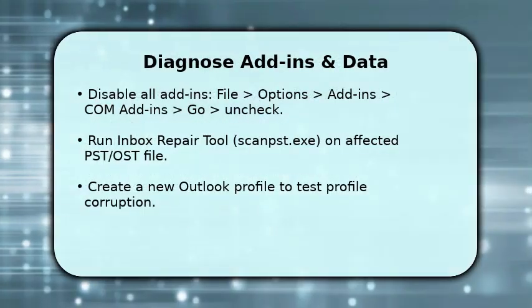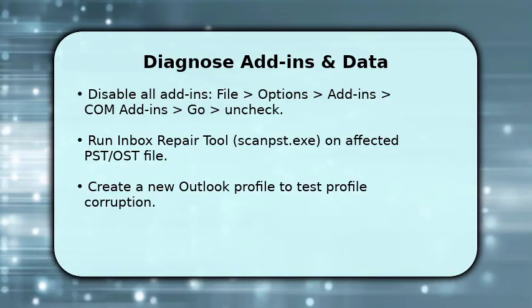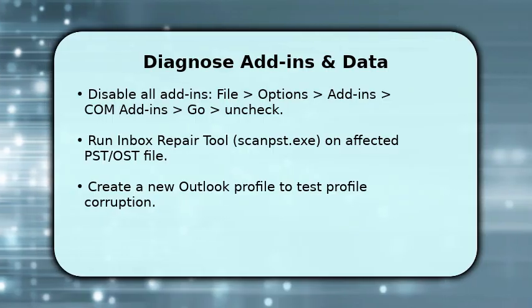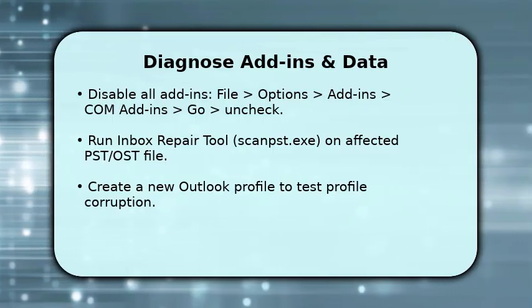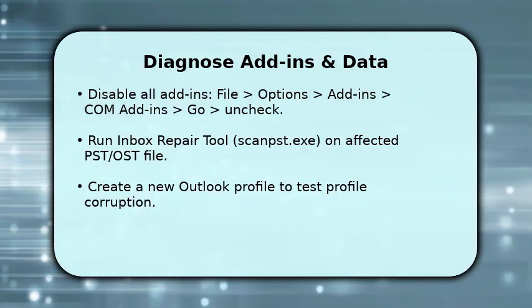You now diagnose the likely culprits. With Outlook in safe mode, go to File, Options, Add-ins, choose COM Add-ins, click Go and uncheck everything, then restart normally to test. If performance improves, re-enable add-ins one at a time to find the offender.